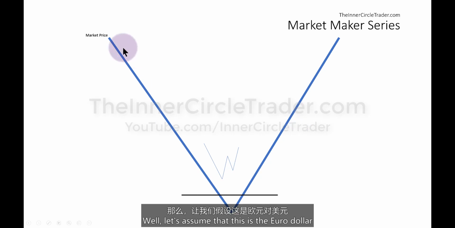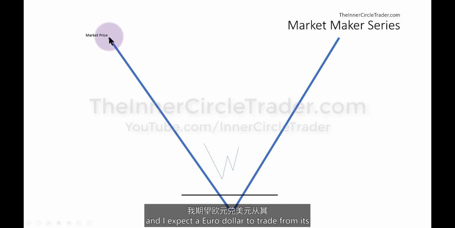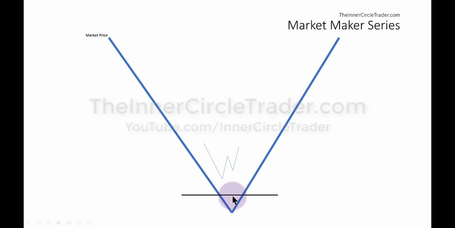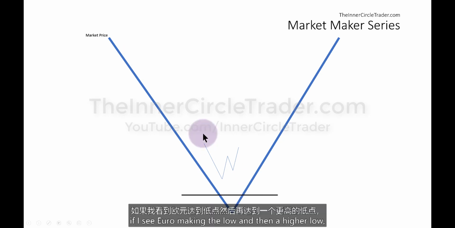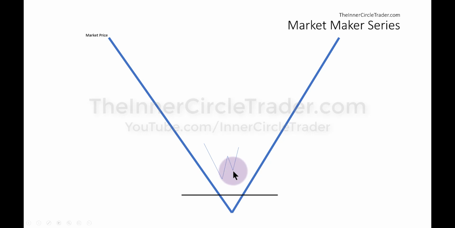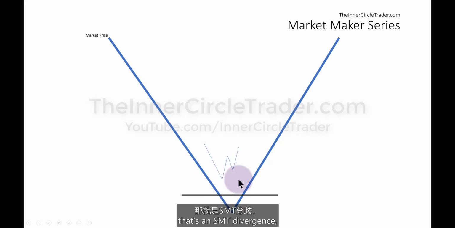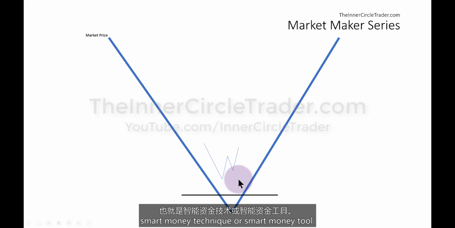Well, let's assume that this is the euro dollar, and I expect the euro dollar to trade from its market price down to a key low and then trade higher. At this low, if I see euro making the low and then a higher low, at the same time, pound dollar is making a low and then a lower low, that's an SMT divergence. Okay, smart money technique or smart money tool.